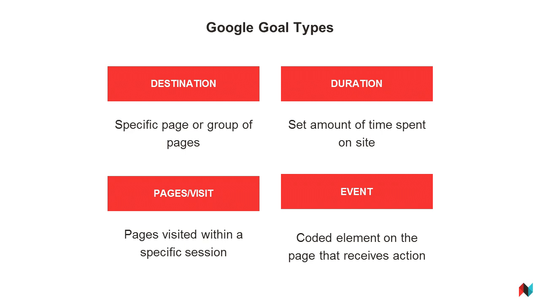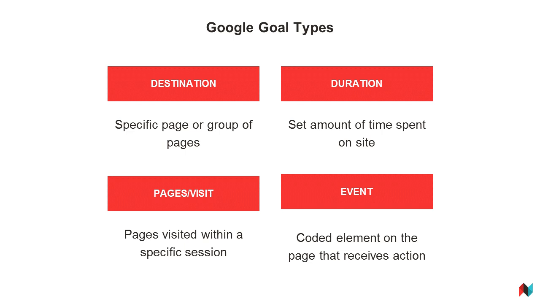Duration is what it sounds like, the amount of time spent on site. This is valuable if you are interested in engagement. If you wanted to know how long people are spending, and any time someone spends longer than a predetermined amount of time, you want Google to record that. Pages per visit is the same. If you wanted to know how many people are reading multiple pieces of content, if that was a metric that was valuable to you, you could record that using a goal.